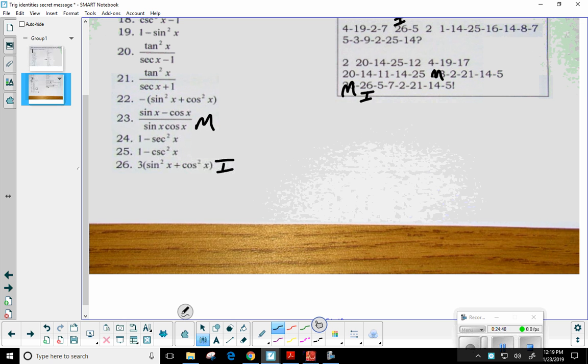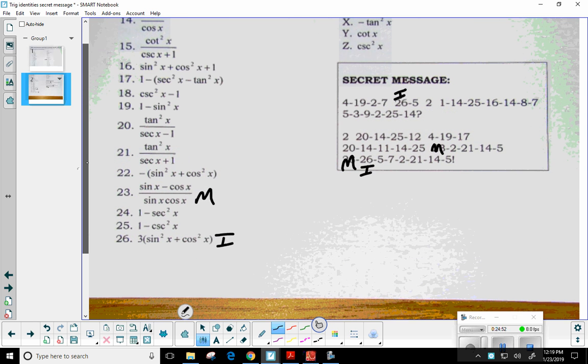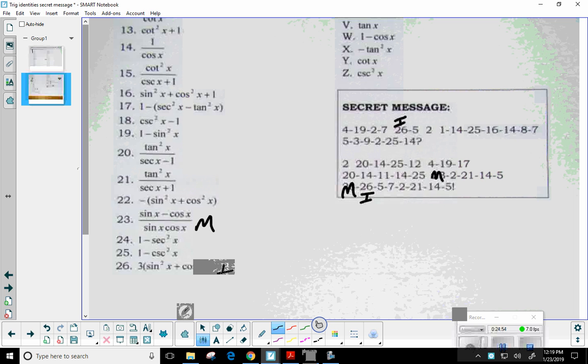So 24 left to choose from. Or do you feel you're good? 15. Okay. Cotangent squared over cosecant plus 1. Is that which one you guys want? Okay. Sounds like a good one. Cotangent squared over cosecant of x plus 1.